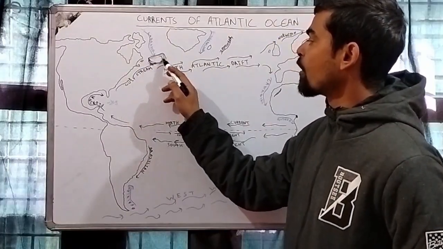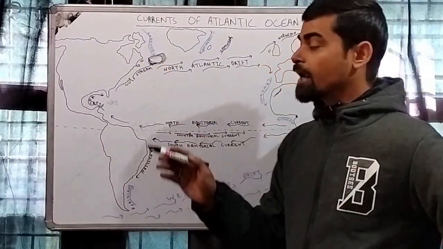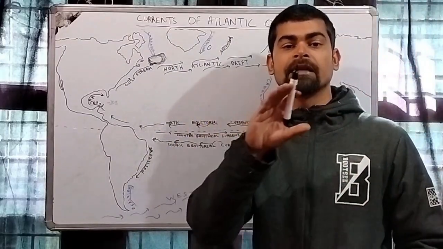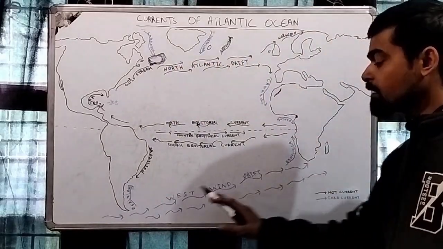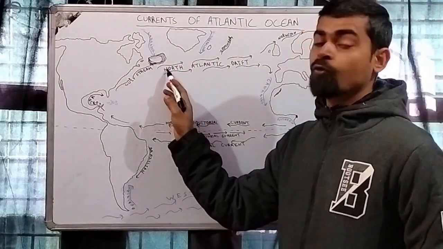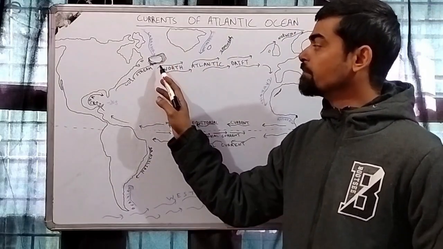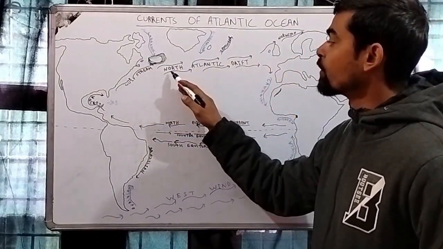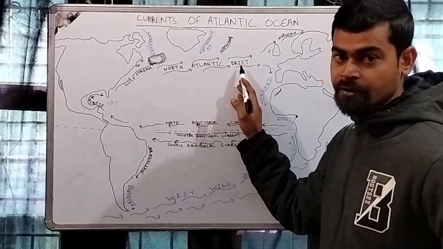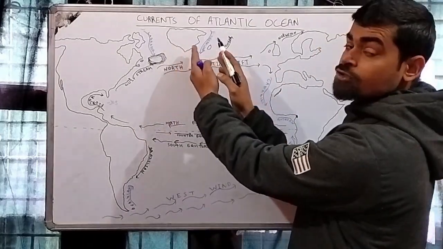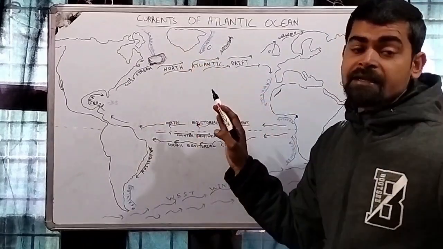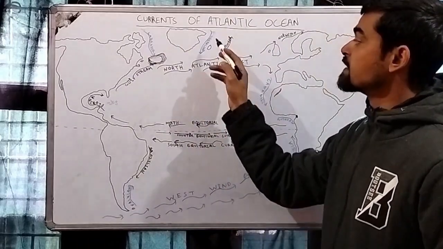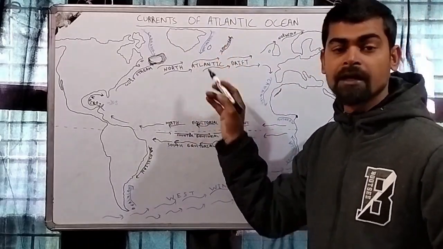Waters meeting at this point generate a water eddy, and this is being dragged by the westerlies that blow beyond 40° north and 40° south. So these water eddies, these currents after meeting, are dragged by the westerlies to the eastern side, and that is known as the North Atlantic Drift. Here, to the east coast of Greenland, there is another cold current coming from the Arctic Ocean, that is the East Greenland cold current.